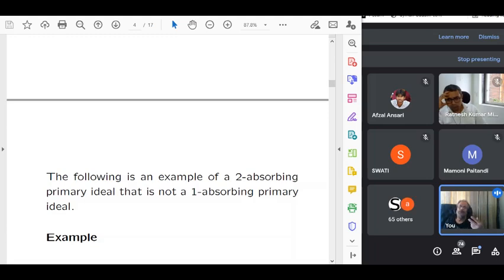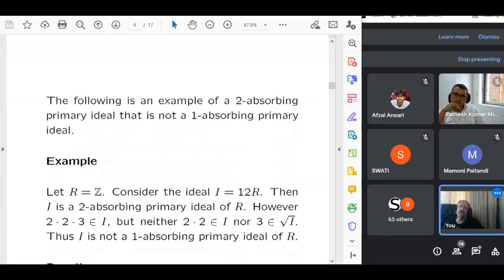Remember what two absorbing primary means. You select your elements A, B, C from the ring R, and when ABC is in I, we want AB in I, or AC in the radical of I, or BC in the radical of I. Let's look at this example. It's like a real life example.